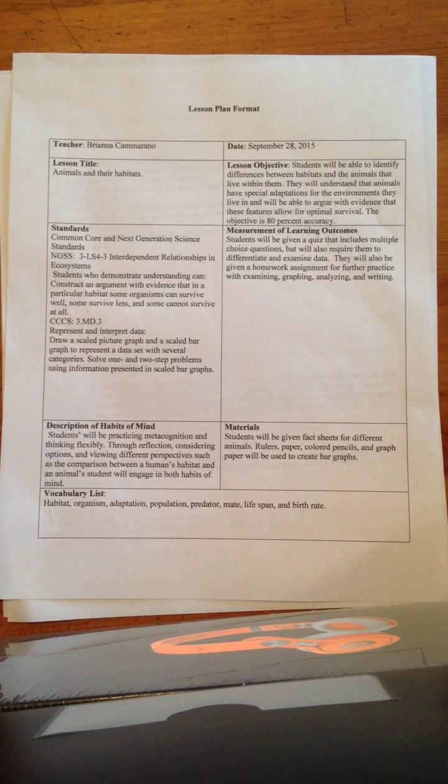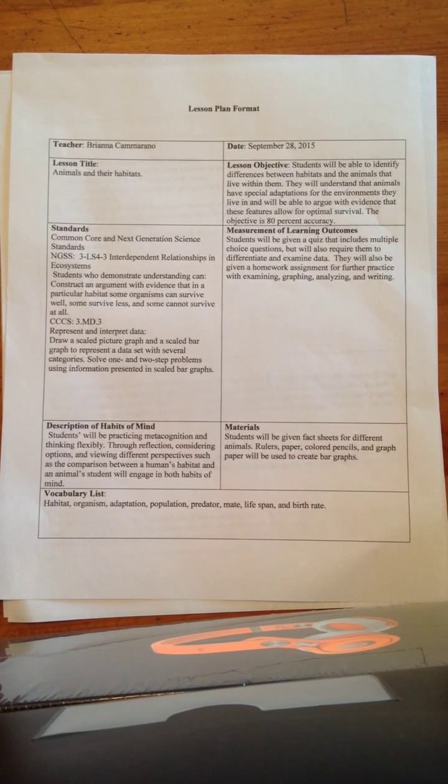The materials needed for this are going to be fact sheets that I provide the students, rulers, paper, colored pencils, stickers, and graph paper. The habits of mind are that students will be practicing metacognition and thinking flexibly. Through reflection, considering options, and viewing different perspectives, such as a comparison between a human's habitat and an animal's habitat, students will engage in both habits of mind.